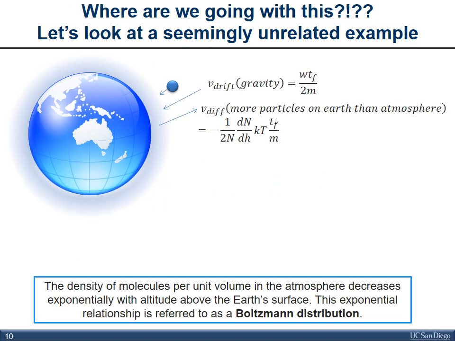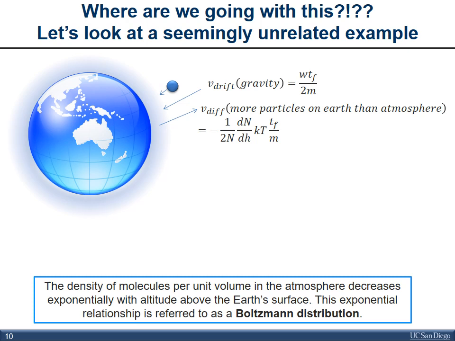Okay, so where the heck are we going with this? This is a little bit of a random walk, for lack of a better word, but it turns out that this is very useful, again, when describing subthreshold MOSFET performance, as well as ion transport across neurons, for example. So let's take a look at this seemingly unrelated example. Let's take a look at a particle in the Earth's atmosphere. Now, this particle will experience two different mechanisms by which it will tend to derive some velocity.